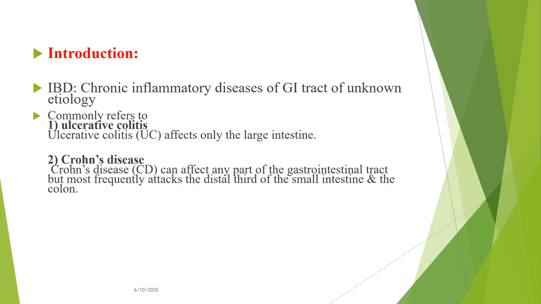The difference between them is that ulcerative colitis is most likely localized to the large intestine, while Crohn's disease can affect any part of the gastrointestinal tract from the mouth to the anus, but most frequently attacks the distal third of the small intestine and the colon.